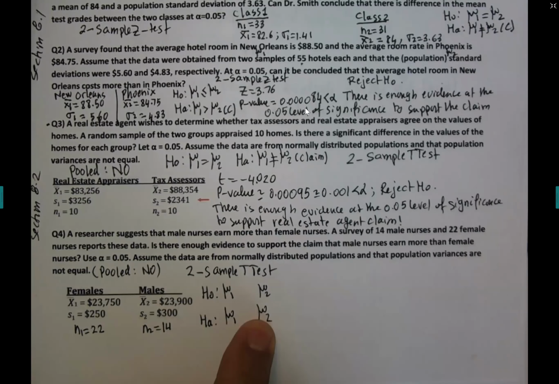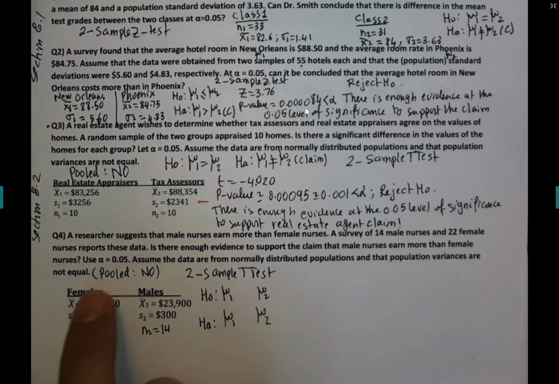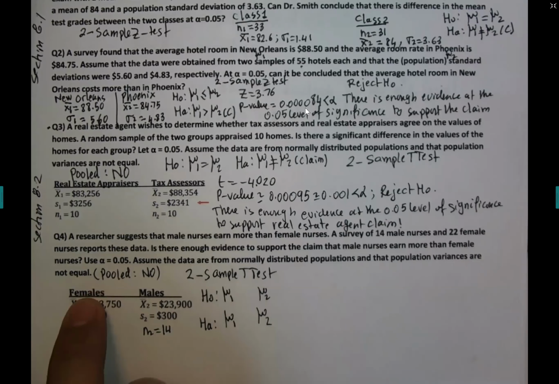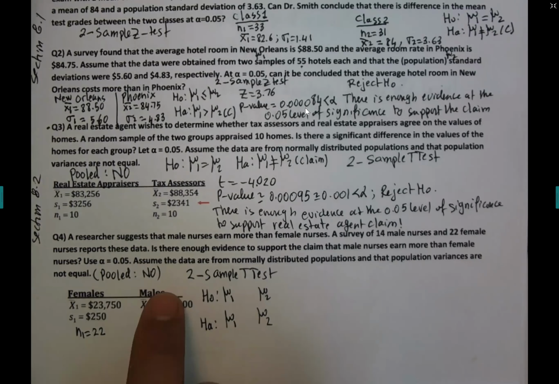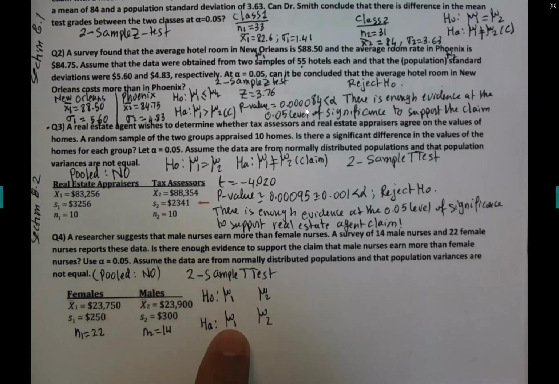the males. I intentionally did this, guys, to show you that I can do the labeling any way I want. So I put the females first and the males next. But if the males make more than the females, that's what we want to claim. That means the females make what? If you put the females first, testing the claim that males make more than females is the same thing as testing the claim that females make less than males. So it should be a less than.